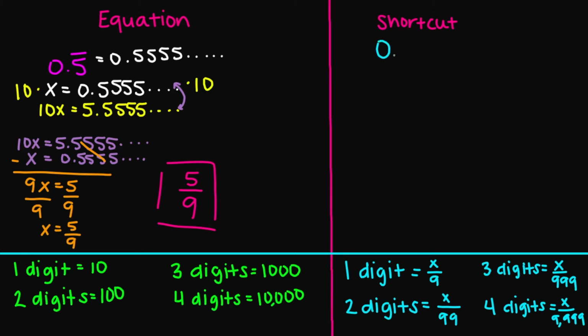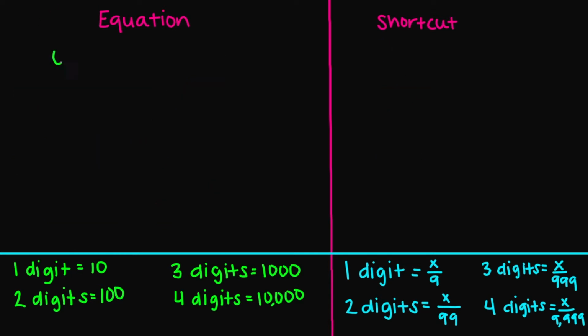So let's look at our shortcut for the same exact example. So let's say we have 0.5 repeating. I only have one digit that's being repeated, and that's just the number 5. So I know my denominator, I'm just going to get a 9 in my denominator, just like we had here. And the number that's being repeated is just a 5. So I'm just going to write 5/9, and this is my final answer.